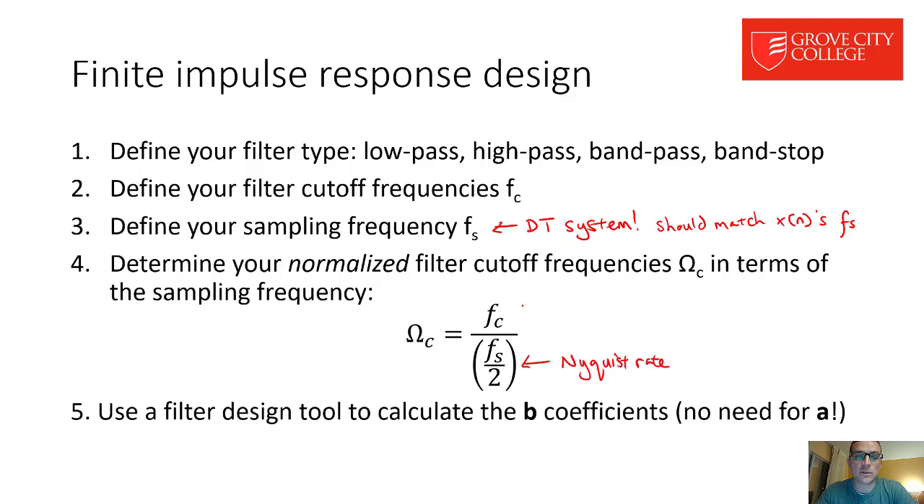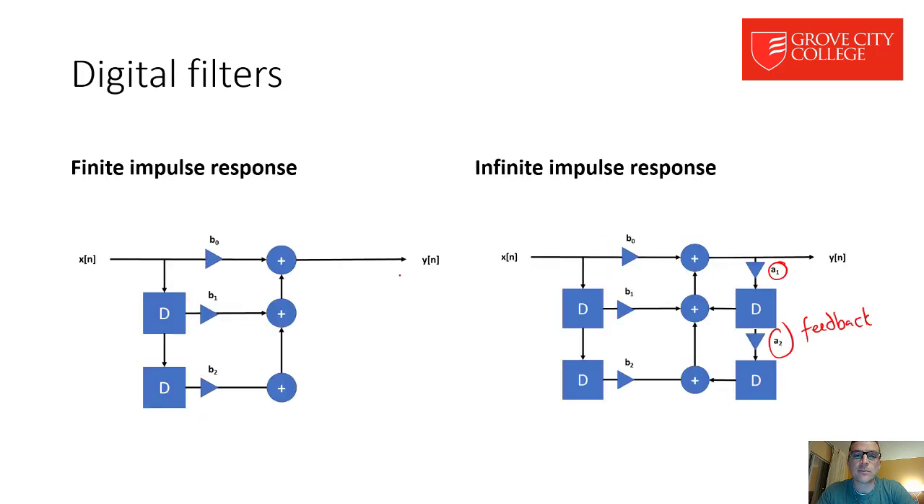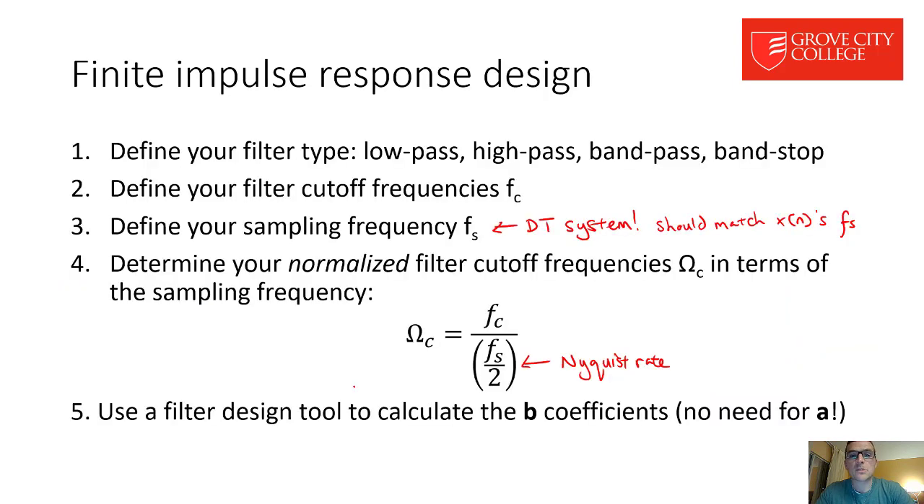Okay, once you've got your normalized filter cutoff frequencies, then you can use your filter design tool to calculate the B coefficients. Why don't you need A coefficients? Because we have no A coefficients in an FIR filter, in a finite impulse response filter. Okay, so that's all there is to it.